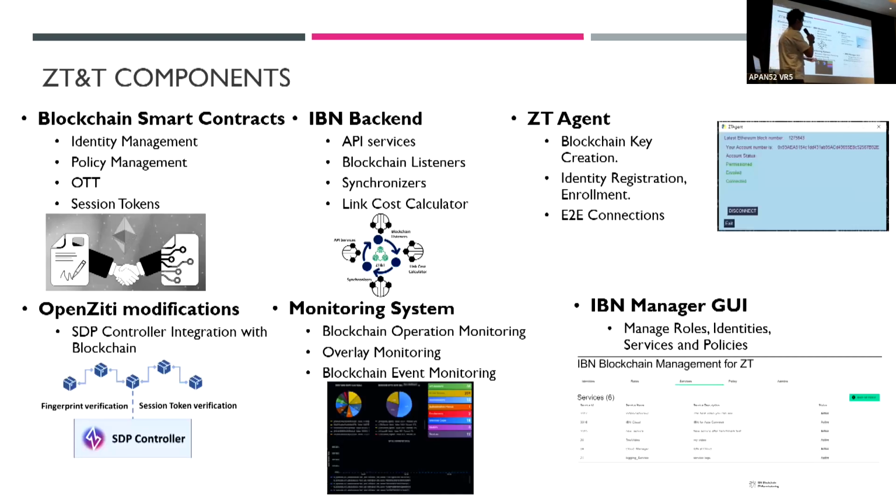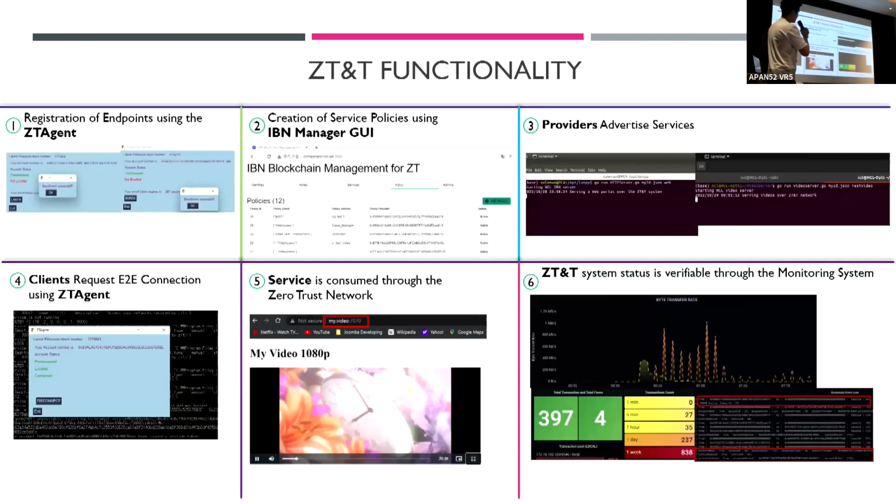And also we have a real-time monitoring system that lets us know the actual operation of the network, what is happening inside. And the IBN manager is a key that provides access to input roles, identities, and service policies, and everything is abstracted into the configuration that should go in for the overlay themselves. So basically, this is a standard flow of something that is going to be interacting with our network.